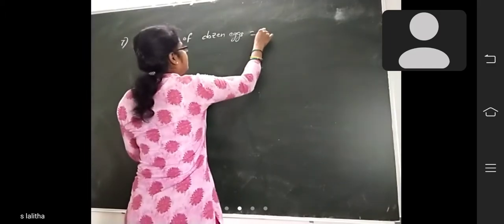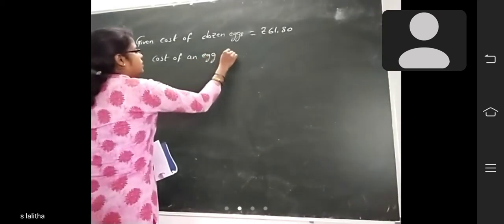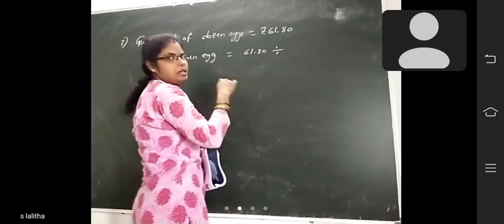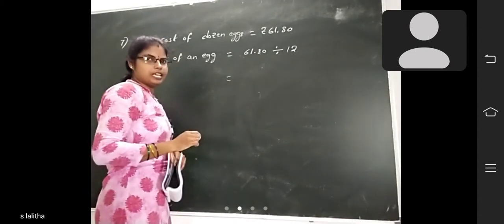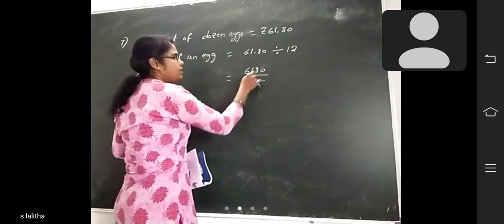So what is given? Given: cost of a dozen eggs equal to 61 rupees 80 paisa. Okay. Now you have to find the cost of an egg. Cost of an egg equal to 61 rupees 80 paisa divided by dozen, means how much? 12. Okay. Now divide. First you should remove the decimal point. 6180 by 12.